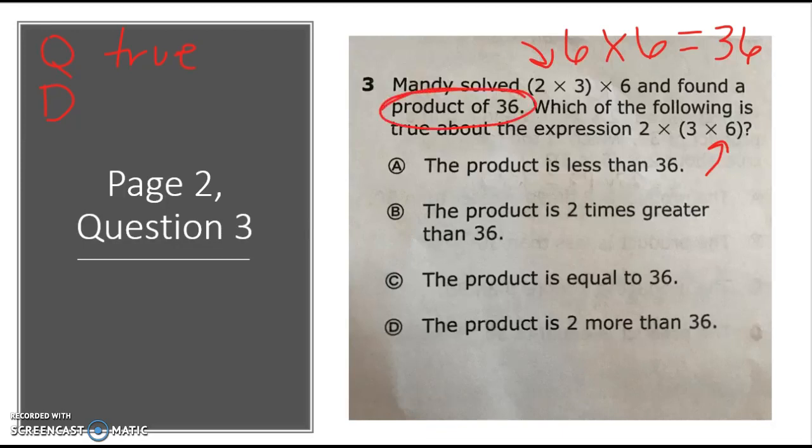Now we want to go ahead and take a look and see what happens when we switch up the expression. So we have 3 times 6, so we'll have 3 groups of 6. 1, 2, 3, 4, 5, 6. 2, 3, 4, 5, 6. 1, 2, 3, 4, 5, 6. So that's 5, 10, 15, 16, 17, 18. So 3 times 6 made 18.